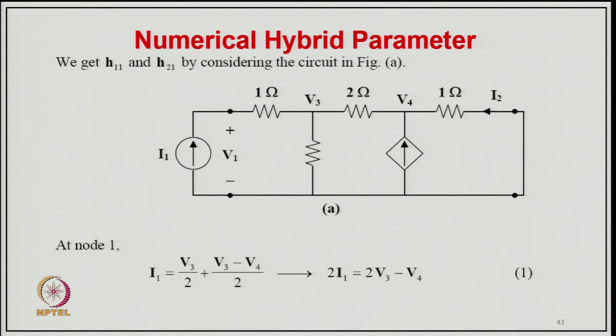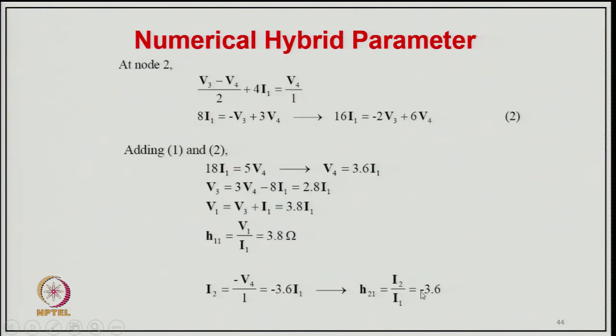The I1 will be like V3, putting a nodal equation here, because current I1 is going here. So, V1 by 2, typically current going into this resistance, and V3 minus V4, current going into the other. So, from this we can find out 2 I1 equal to, taking 2 on that side, 2 V3 minus V4. And from this at node 2 we can say V3 minus V4 by 2 plus 4 I1 equal to V4 by 1, and from this we get 8 I1 equal to minus V3 plus 3 V4, that becomes 16 I1 equal to minus 2 V3 plus 6 V4. Adding these two equations becomes 18 I1 equal to 5 V4.